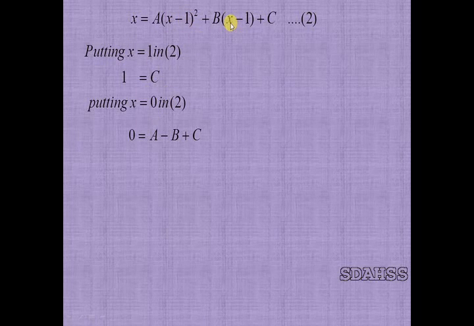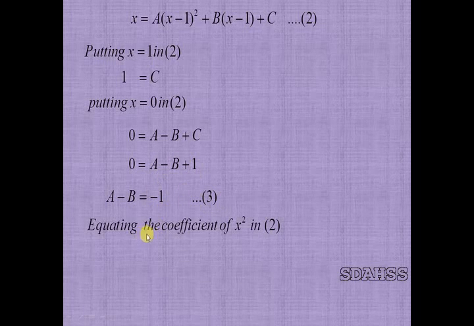Then here also you put 0, 0 minus 1 means minus 1, so minus 1 into b, minus b plus c. Now substitute c is equal to 1 in this equation, so this becomes 0 is equal to a minus b plus c. So a minus b is equal to minus 1, mark it as third equation.